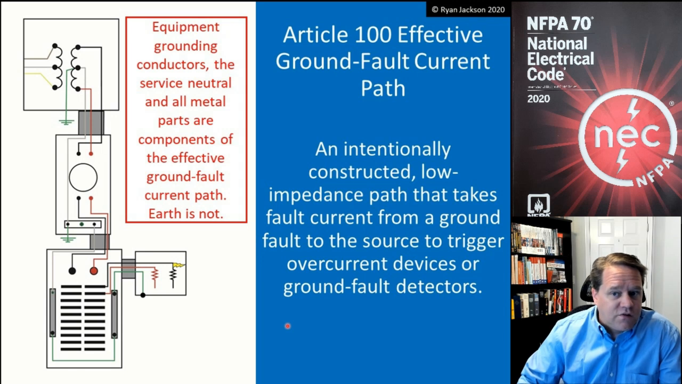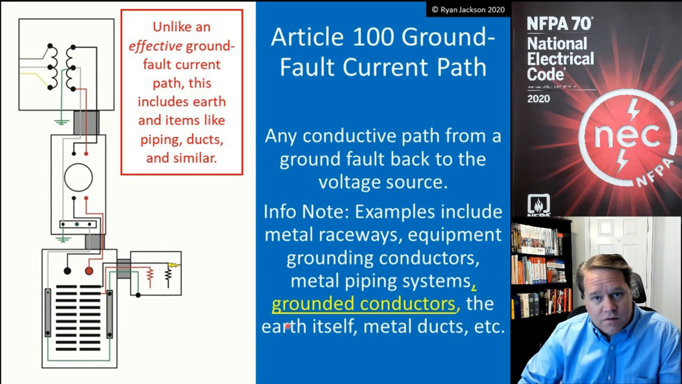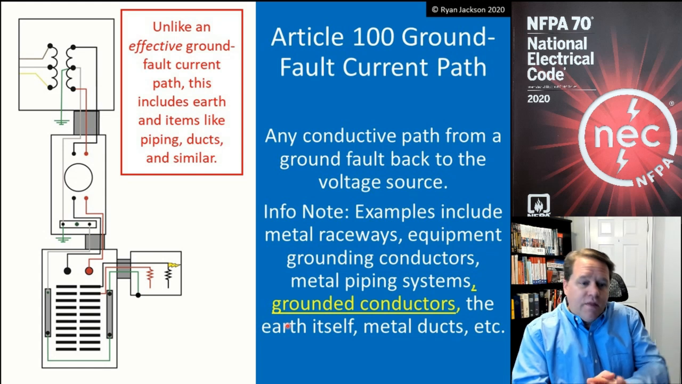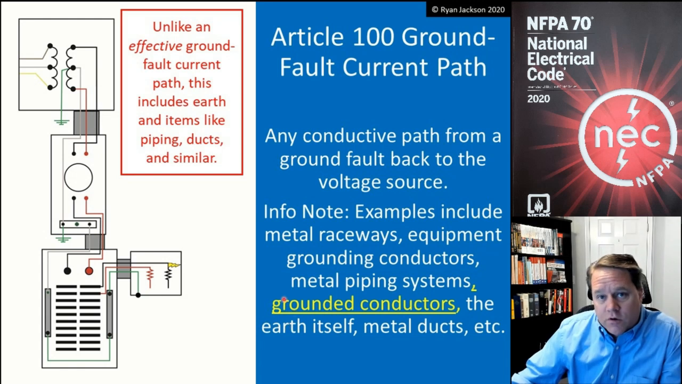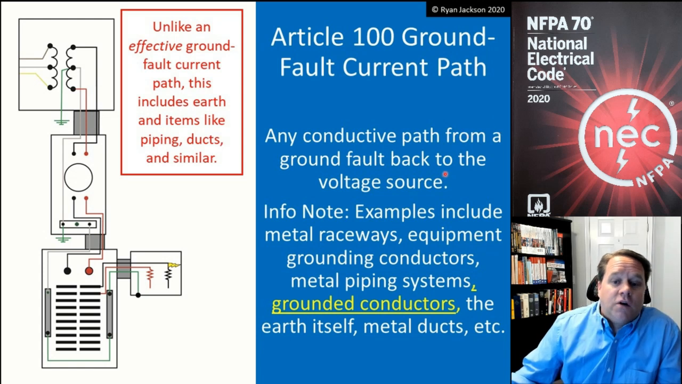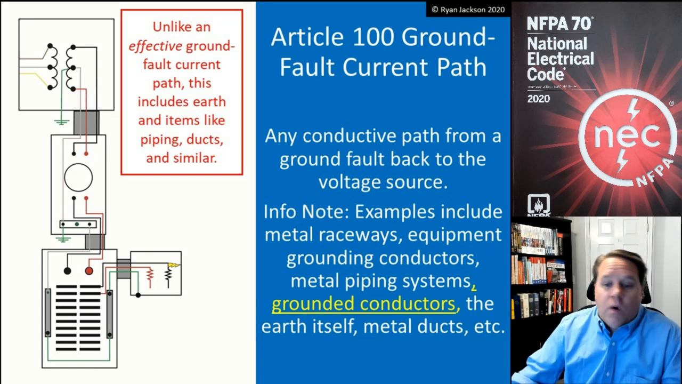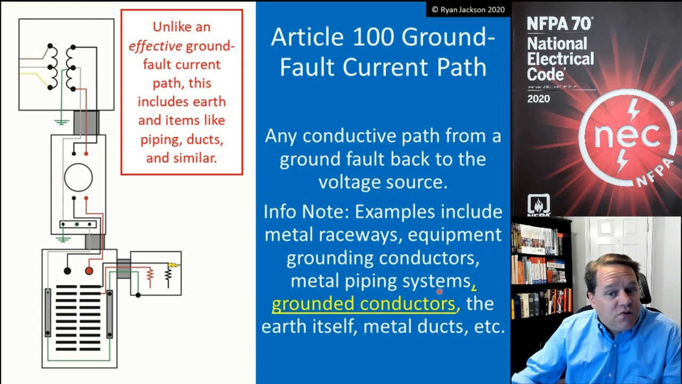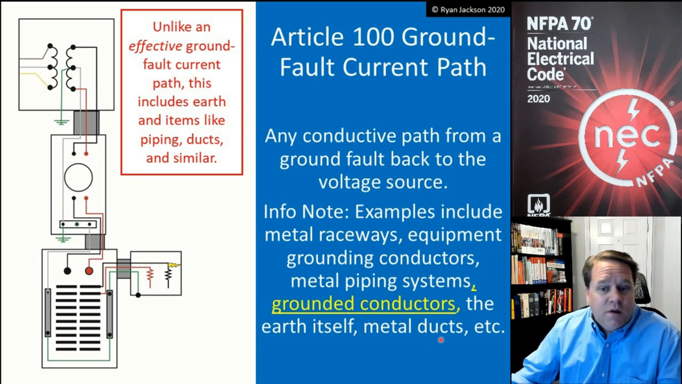initiate the overcurrent device. There's another definition, not just effective ground fault current path, but ground fault current path. So you have the ground fault current path, and then you have the effective ground fault current path, and it's a subtle difference. A ground fault current path is any conductive path from a ground fault back to the voltage source. And there's an informational note here, and it's really important. Examples can include metal raceways, equipment grounding conductors, metal piping systems, neutral conductors, the earth itself, metal ducts, and similar.